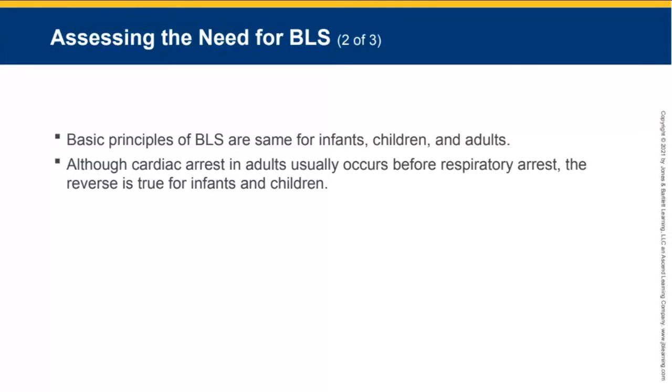Basic principles of BLS are the same for infants, children, and adults. Although cardiac arrest in adults usually occurs before respiratory arrest, the reverse is true for infants and children. So what this is saying is that adult patients tend to go into cardiopulmonary arrest because of cardiac problems, and infants and children tend to go into cardiac arrest because of respiratory problems. Very important.